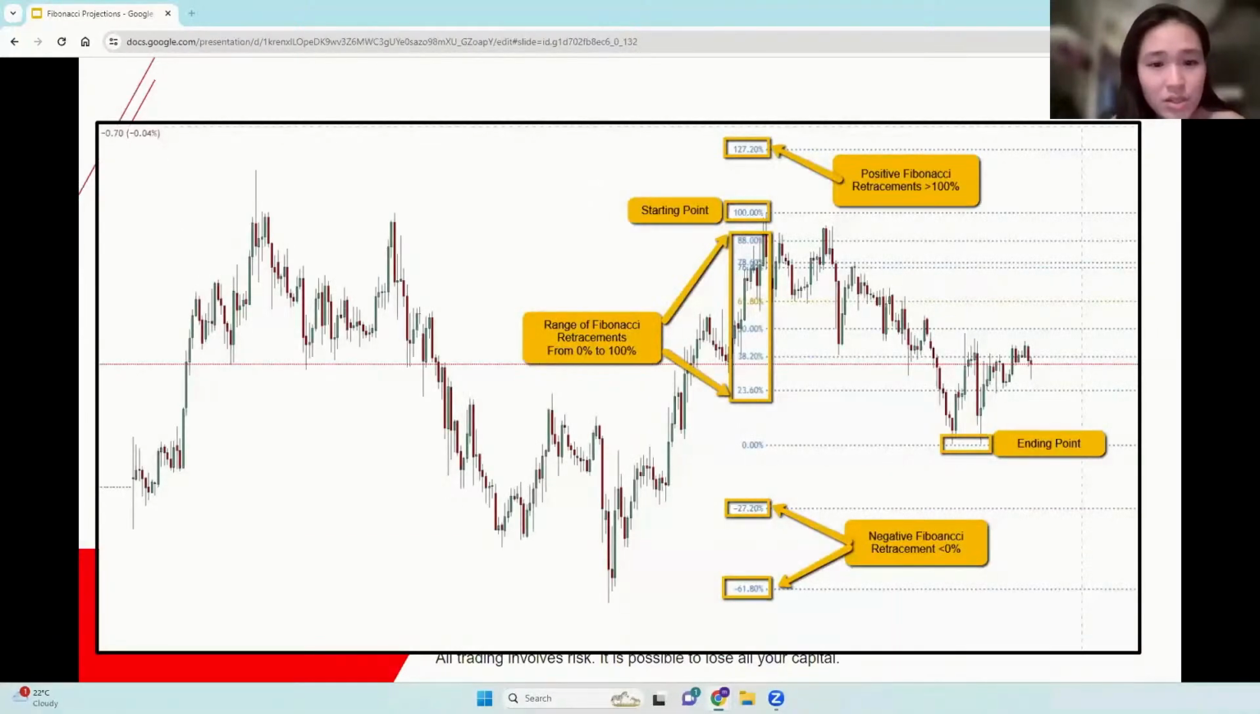Here you can see all the different Fib numbers that we mentioned in the previous slide and how it looks on a chart. Just to recap again, mid-range is retracements, negatives are the expansions, and greater than 100% are the extensions. And in all of these scenarios, we are only using one tool, which is the Fibonacci retracement.